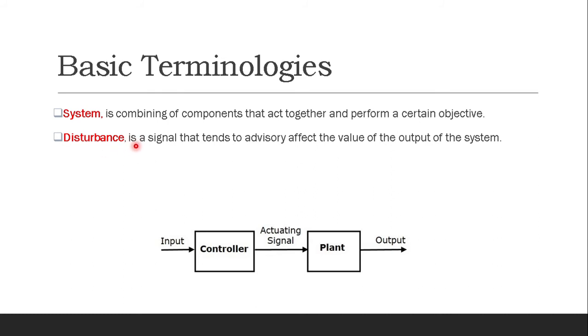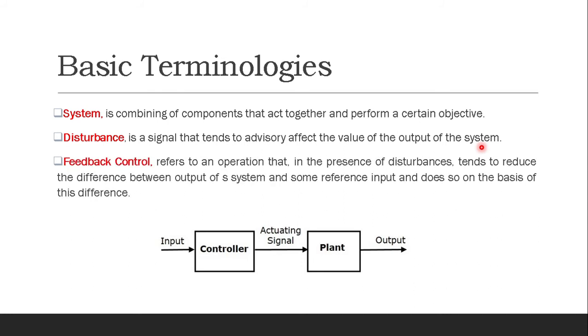In any system, in any process or plant, there will be many disturbances. So we have to understand what a disturbance is, so that we can deal with it whenever we deal with a feedback control system. This term will be very important: disturbance. Right now, just understand that it is the signal that tends to adversely affect the value of the output of the system.